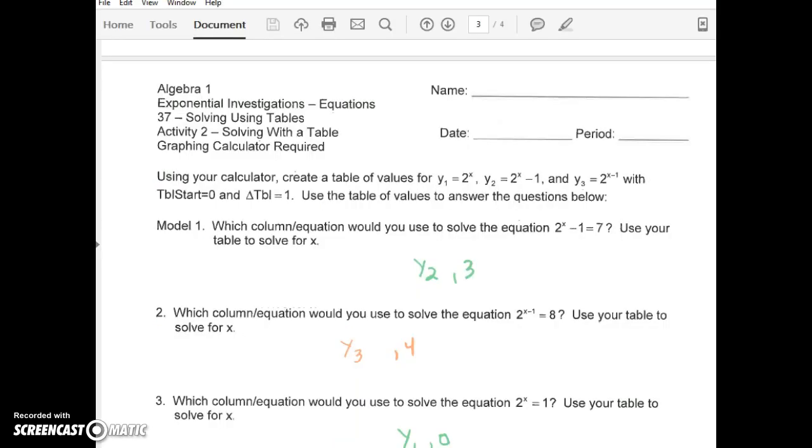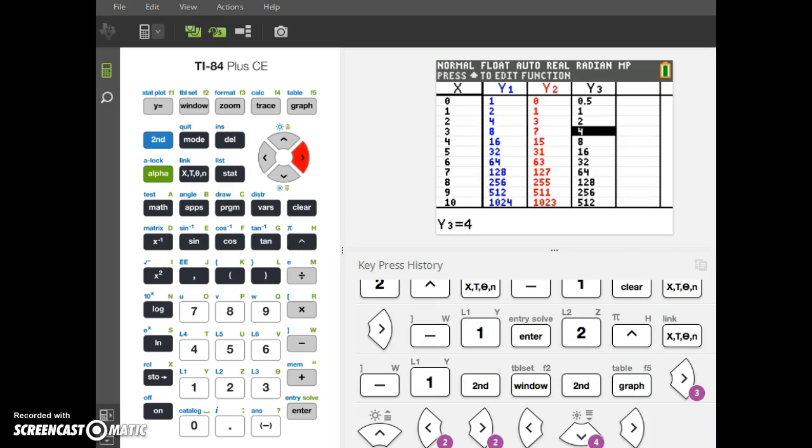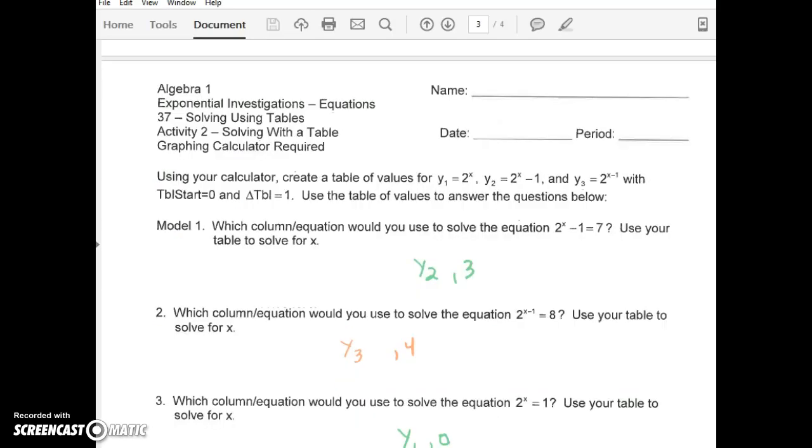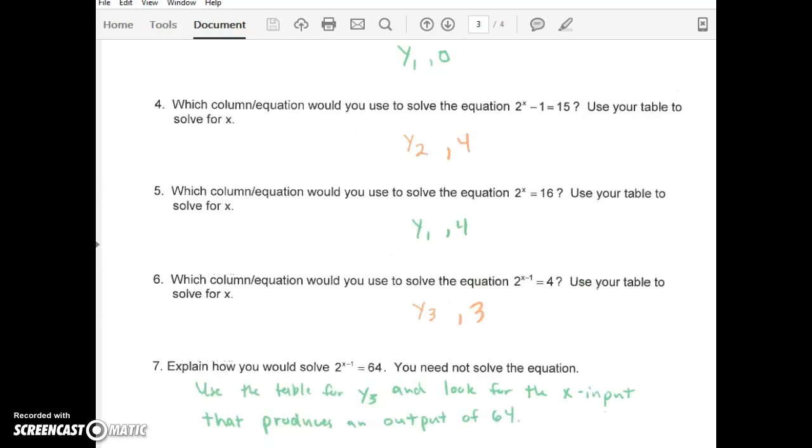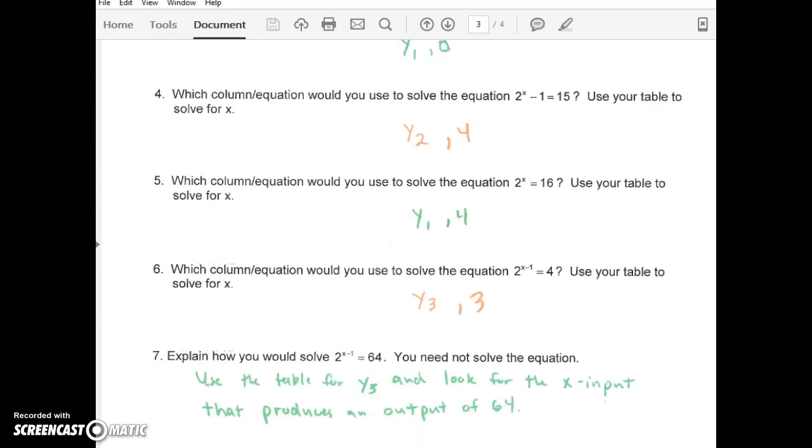Now do the same thing for number 2. 2 to the quantity x minus 1. So I'm looking at y3. And I want to know where that's equal to 8. And that happens here at x equals 4. And the rest of the questions are the same thing. It's just a matter of which equation are you going to use, and then find the x value that makes it happen. And then number 7 says, explain how you would do that.